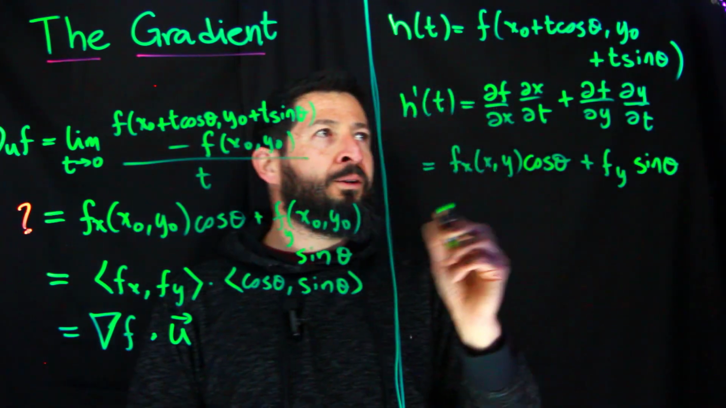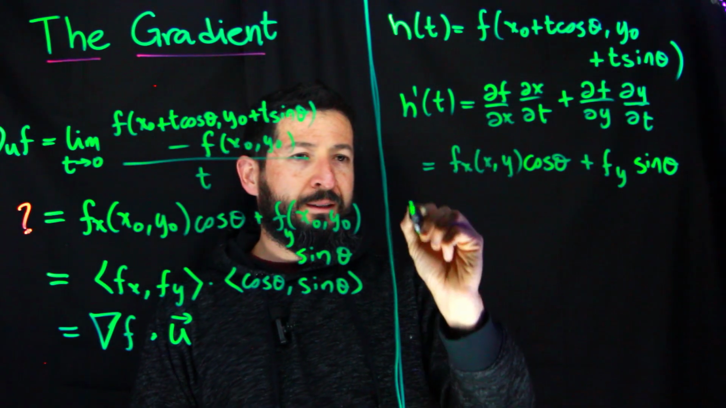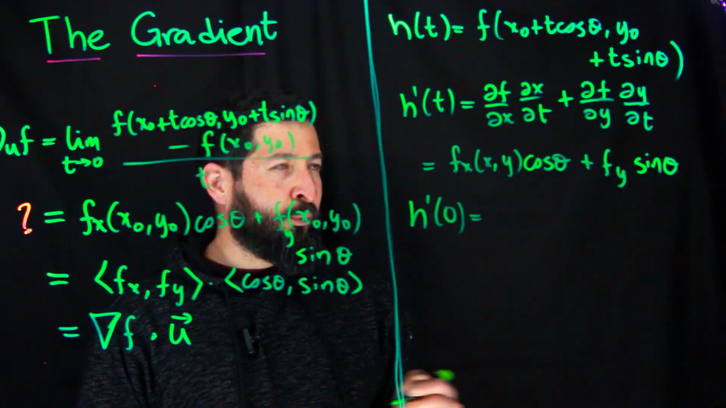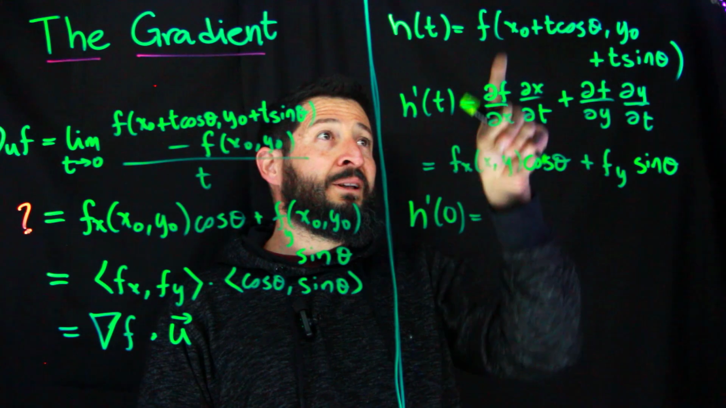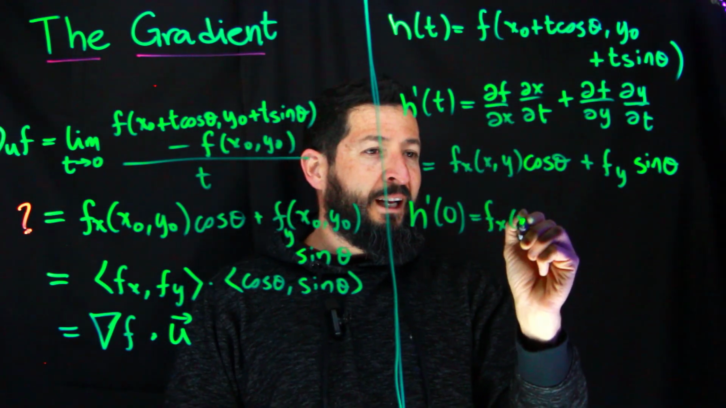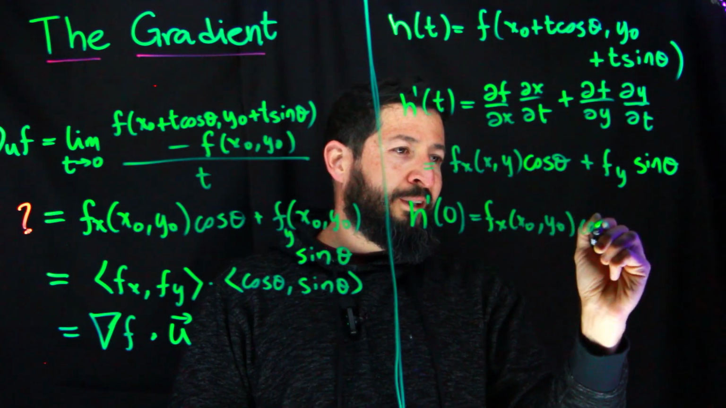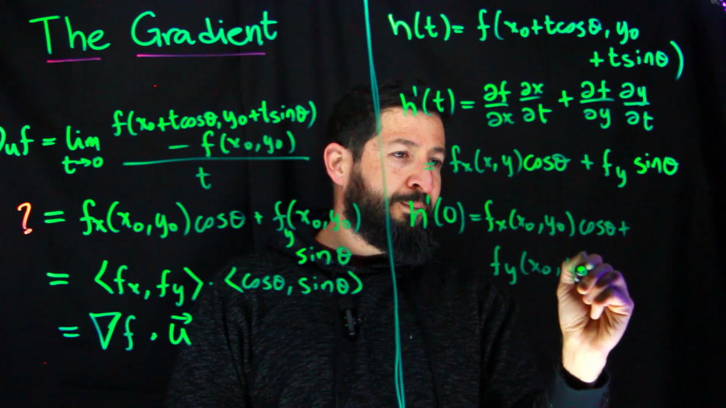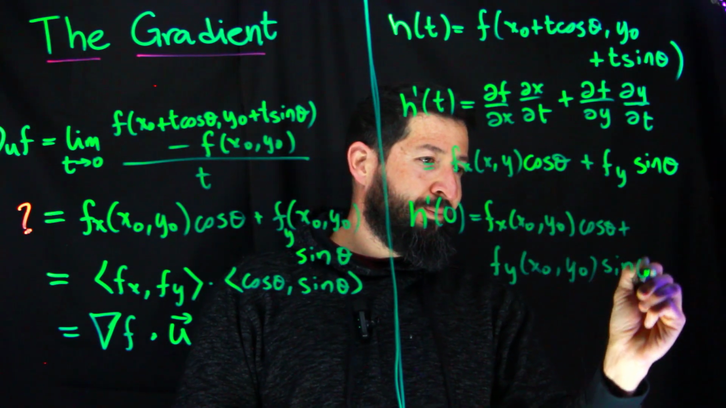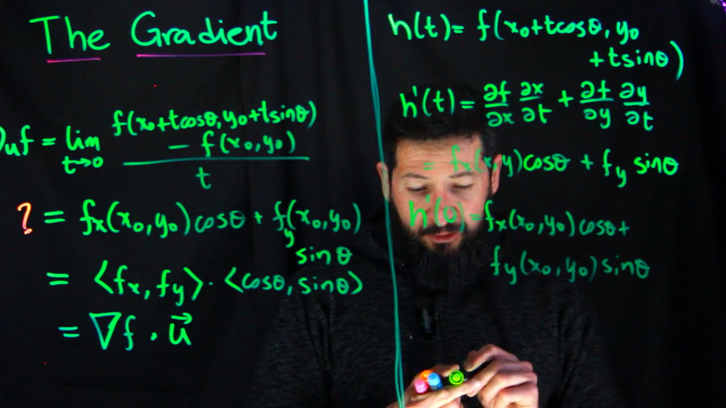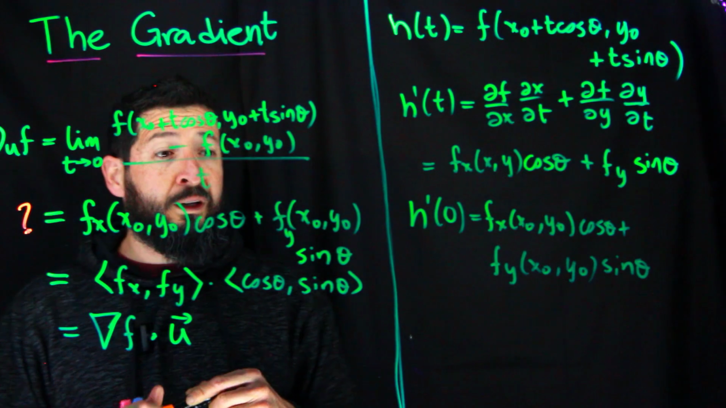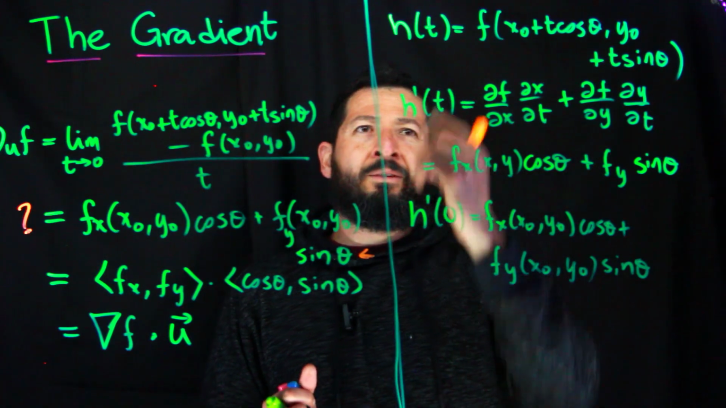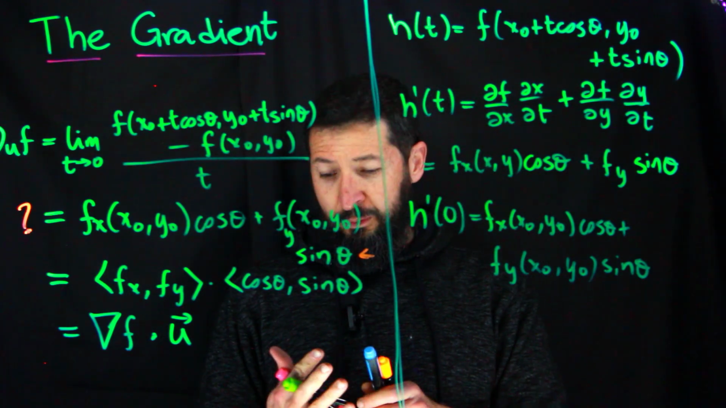But now what I want to do is first take the derivative at 0. And so what does that give me? Well, that gives me fx at x naught comma y naught cosine theta plus fy at x naught comma y naught sine theta. So that h prime at 0 is precisely what I wanted to show that the directional derivative is equal to. But I took the derivative of some random function h. What in the world is that?